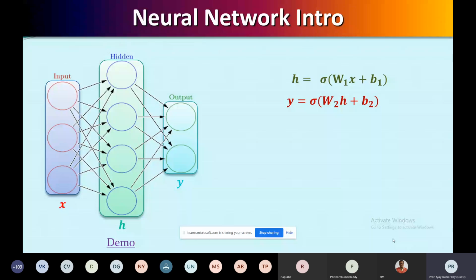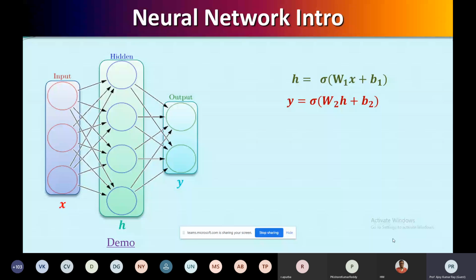Similarly, each hidden layer neuron is connected to all the output layer neurons. There are two output neurons. You can see that each hidden neuron is connected to both the outputs. How are they connected? They are connected through weights, which are known as the weight vector. So we have the weight vector which connects input to hidden layer and hidden to output layer.